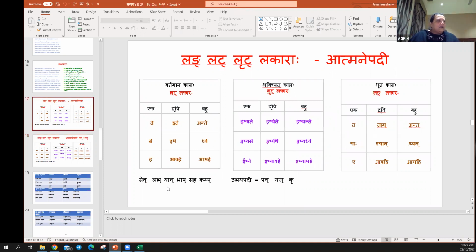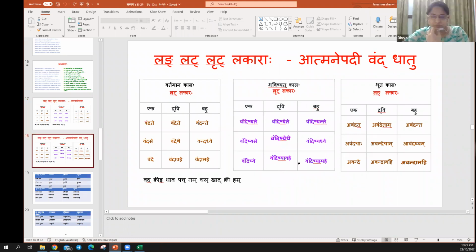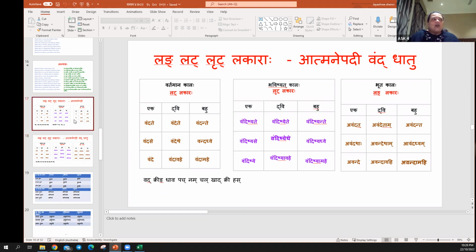Pran Mahodaya, yaj or bhash, whichever you think is nice. Yaj. Before that, the dhatus which you have put here, like vad, kreed, dhav, they are all parasmaipadi, right? When there are dhatus which we can use for both the padis, at that time it's called ubhayapadi. Because we have done vadati, kreedati and all, those are called ubhayapadi dhatus.